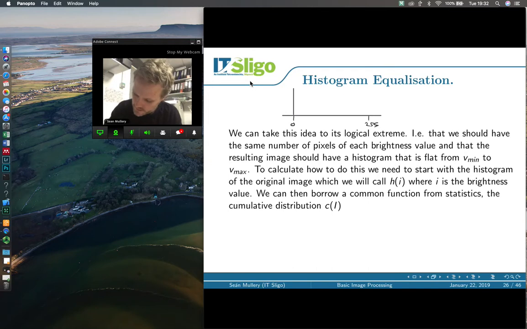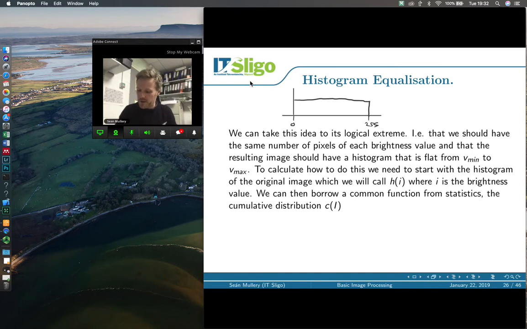And what I would get is a uniform distribution all the way across from there to there. And hopefully you'll be seeing all about uniform distributions and Gaussian distributions and things like that in your statistics and probability subject. So that should be a straight line. I haven't drawn it perfectly straight. So the idea would be that we change our image in such a way that we have an equal amount of each brightness value within our image.